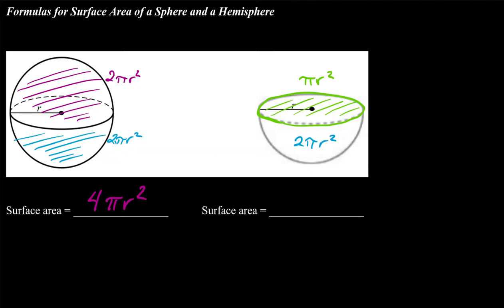So if the bottom blue is 2 pi r squared and the flat middle circle is pi r squared, 2 pi r squared plus pi r squared is going to be 3 pi r squared. So it's not very intuitive, but I suppose when you think about it, it makes sense. A full sphere is 4 pi r squared, and a hemisphere with that cut section, that cross section showing, is 3 pi r squared.